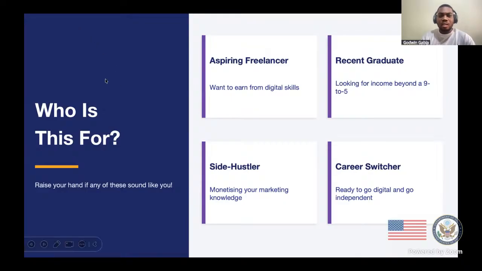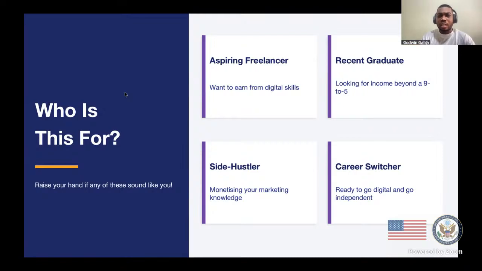So the training is for aspiring freelancers, and by aspiring freelancers, I mean people who want to earn from digital skills. You've heard that people are making money online, people are making money with digital skills, and you want to get into that space, but you're not there yet. This is new to you, and you are looking to get into the space this year or maybe next year. This training is for you.